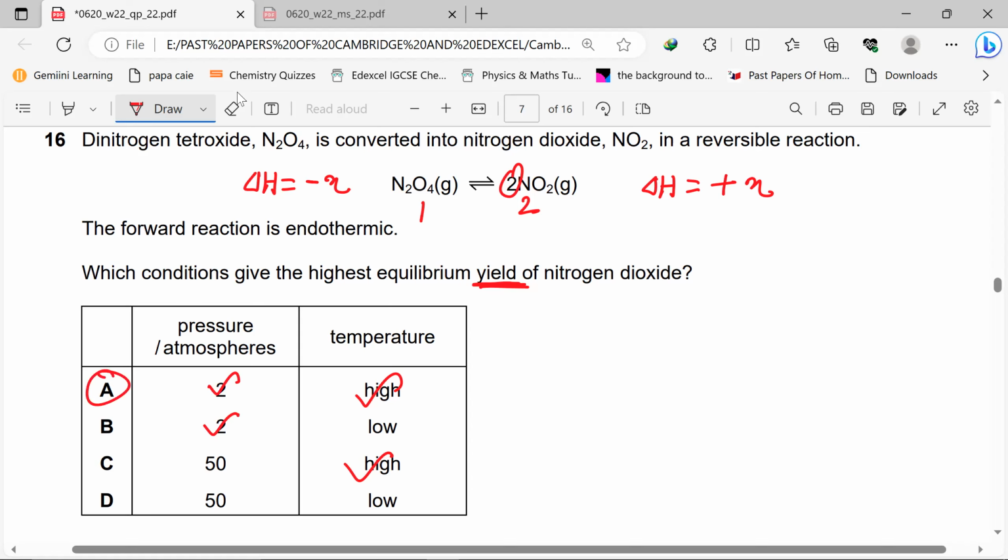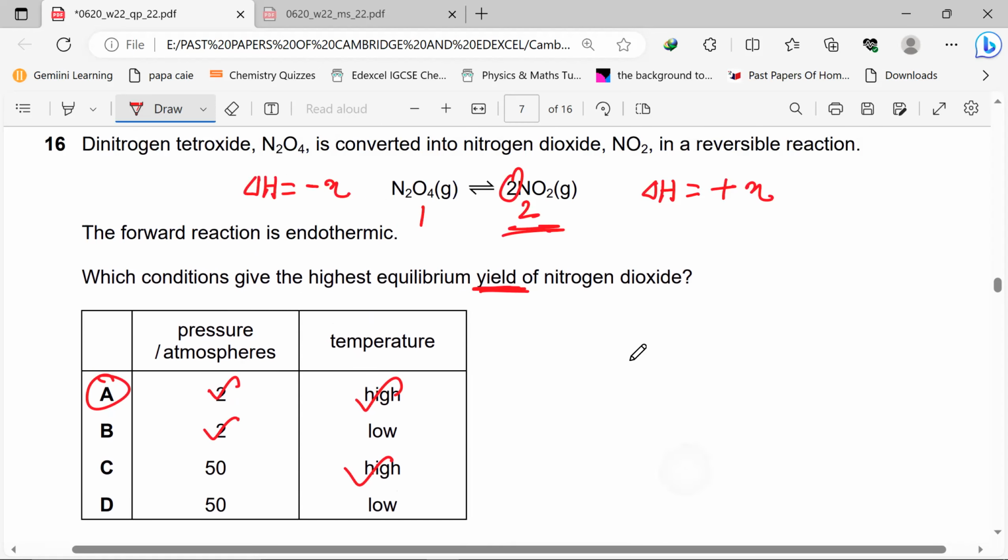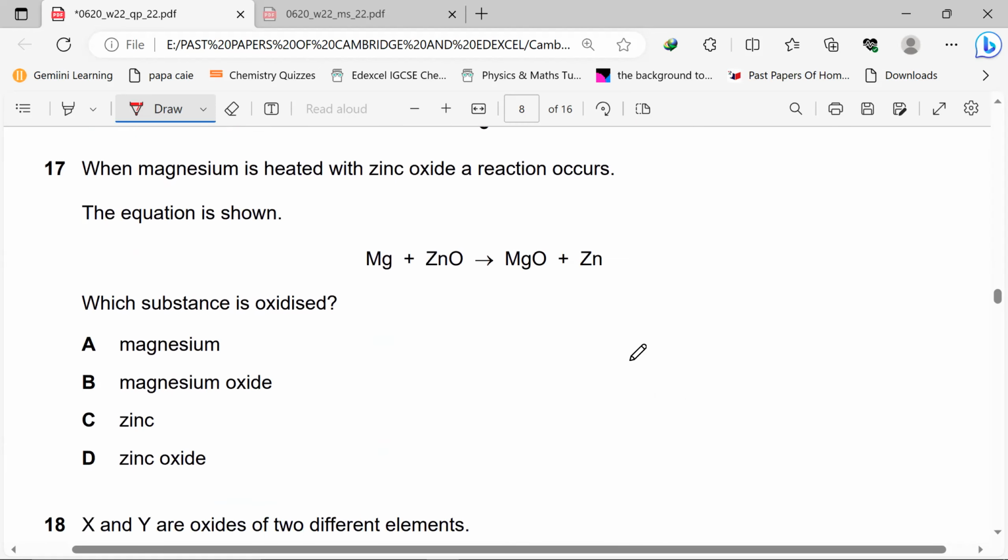So more guests are desired. More guests can come. But if we have high pressure, it means fewer bedrooms, so we will not invite guests. Maybe we'll say come later if we get a bigger residence, right? So 16 is working like that. 16A is the correct answer.